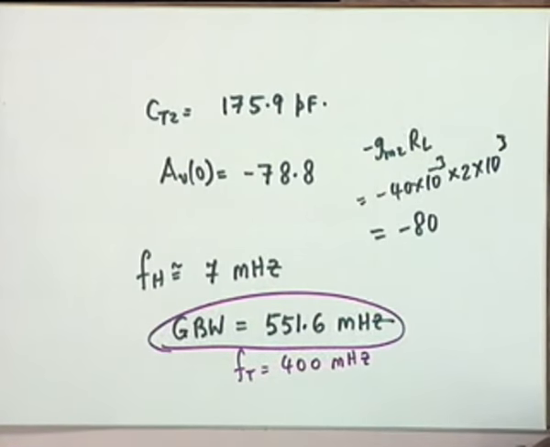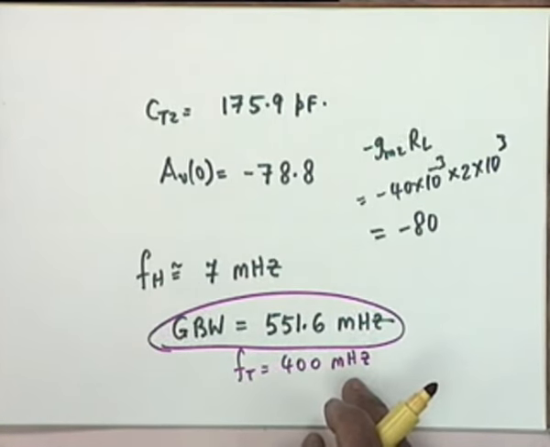In fact, 400 megahertz you could go only with current gain. If current gain is 1, then the bandwidth would be 400 megahertz, and that is the condition for short circuit current gain. The actual gain bandwidth product would have been much less than 400 megahertz. This is how widebanding has been performed.